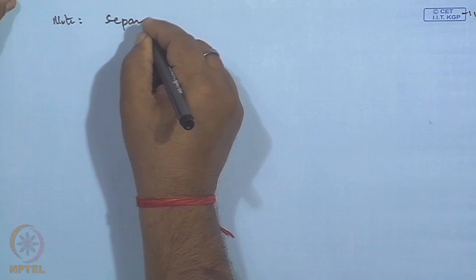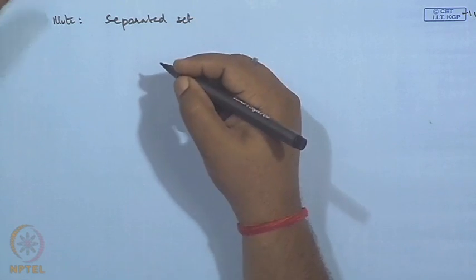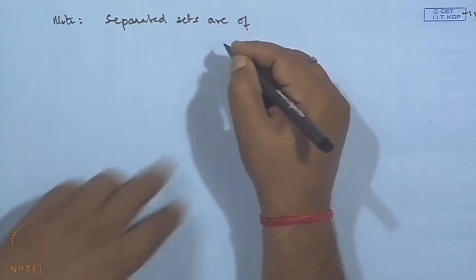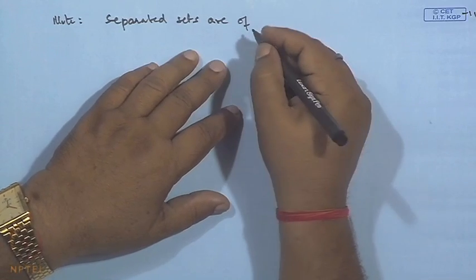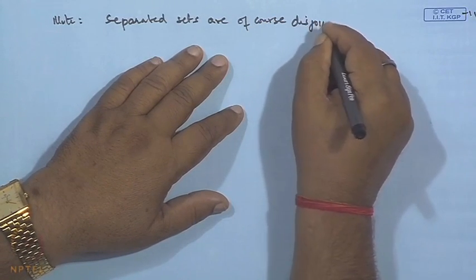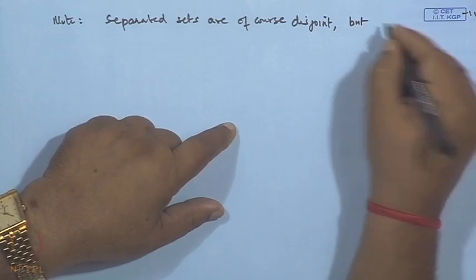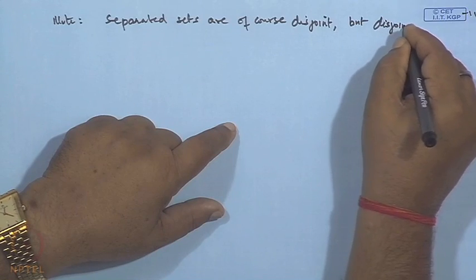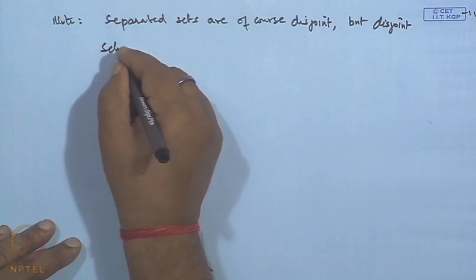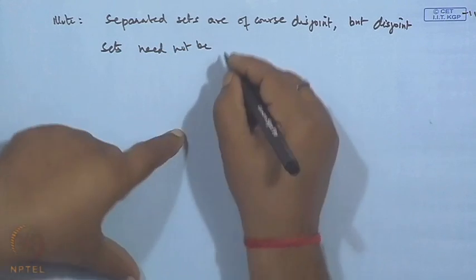Separated sets are of course disjoint, but disjoint sets need not be separated.